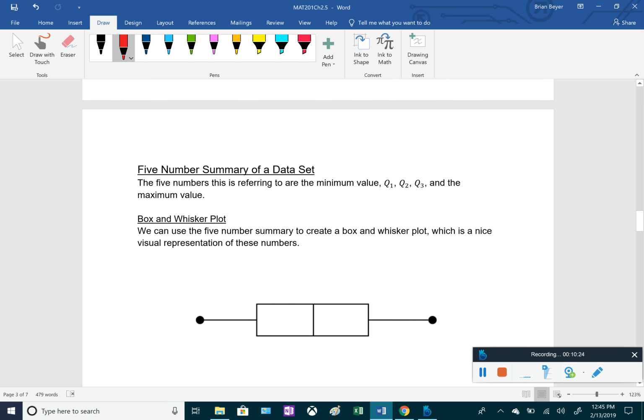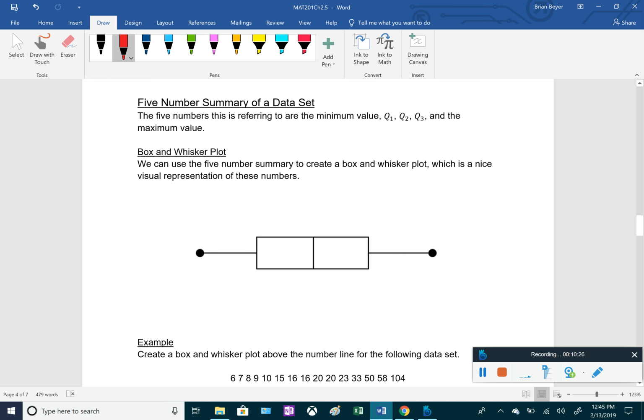All right, for the next thing here, it's the 5-number summary. The 5-number summary is referring to the numbers: the minimum value, Q1, Q2, Q3, and the maximum value. So those are going to be the summary for the 5 numbers. We're going to use this 5-number summary to create a little graph. It's what we call a box and whisker plot. It's just another way to visually represent the 5-number summary. So this is what it looks like. It's called a box and whisker plot because we obviously have this box right here, and then these lines down here would be the whiskers.